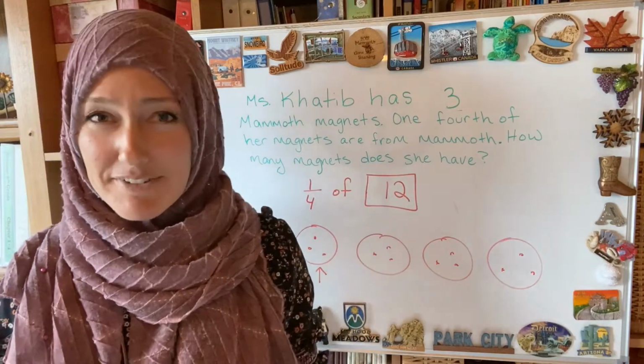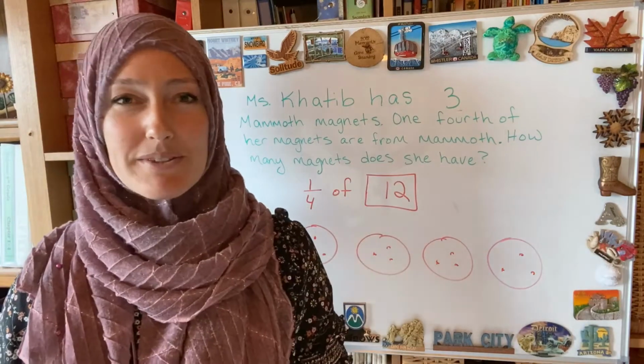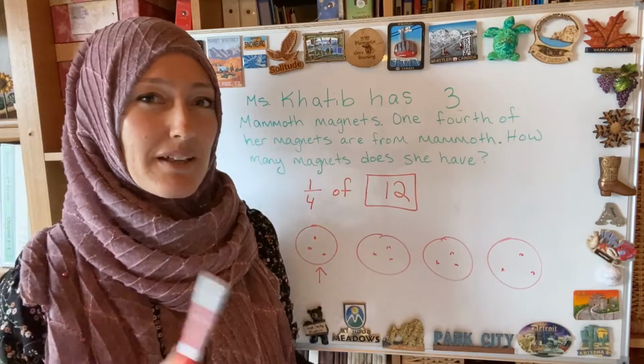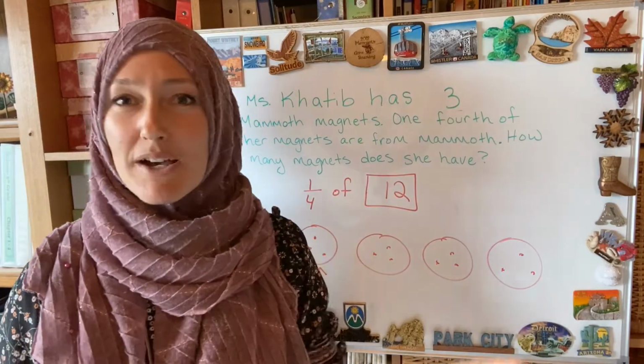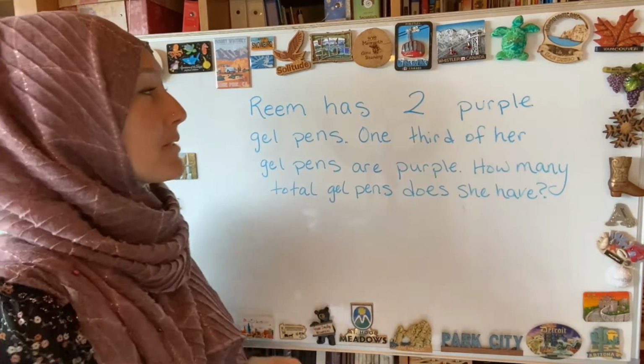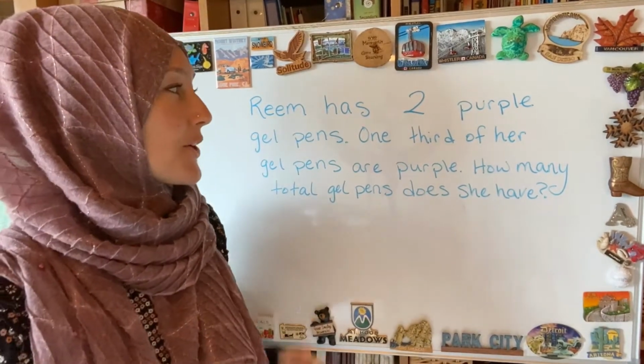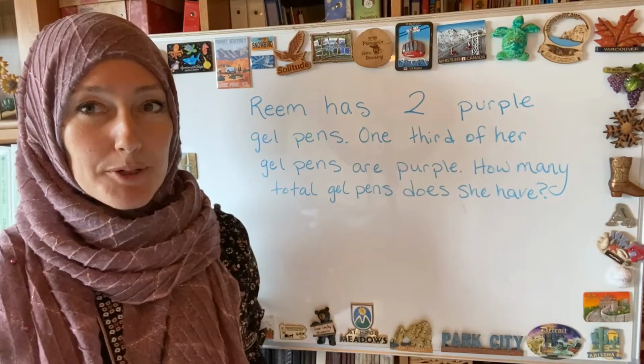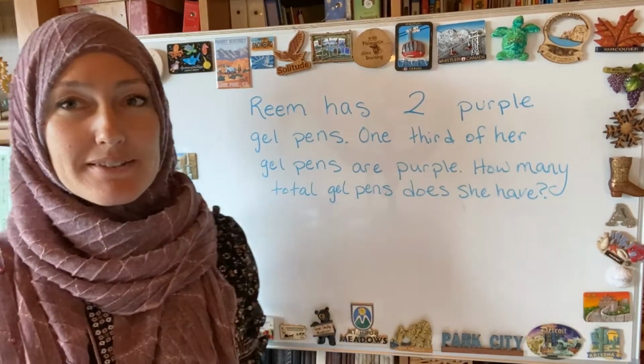So that was a lot of explanation. Here's some quick ones that you can try. Get some paper because you can't learn by watching, and pause it if you need to, and then check your answer. Okay, in this problem, Reem has 2 purple gel pens. 1/3 of her gel pens are purple. How many total gel pens does she have?